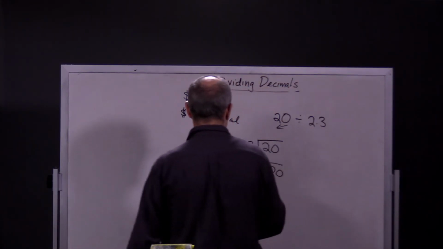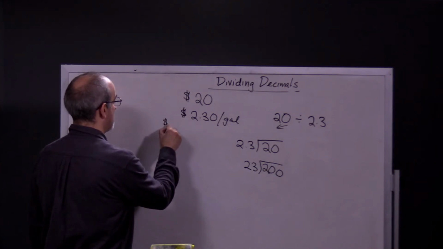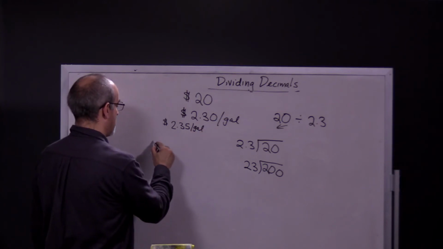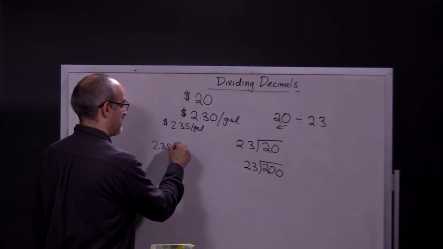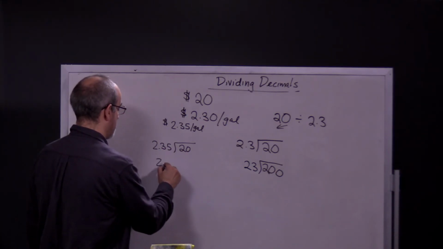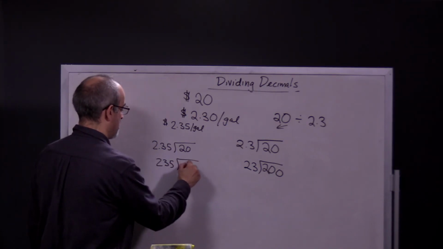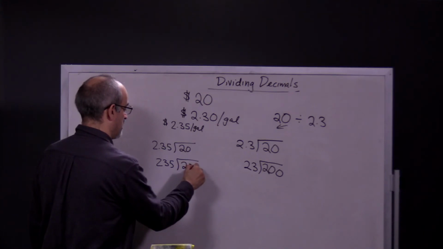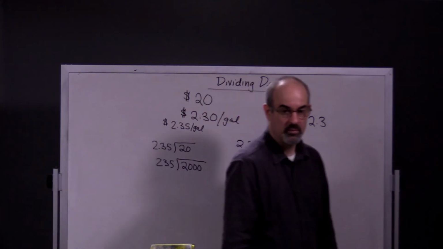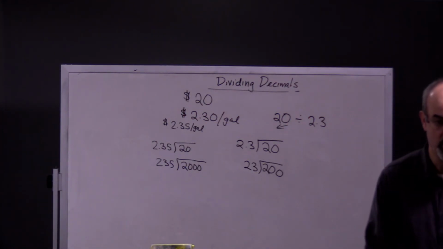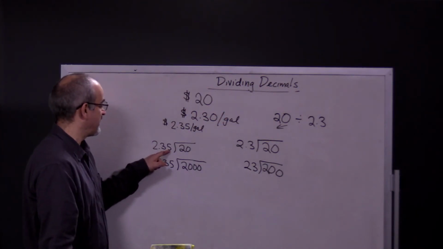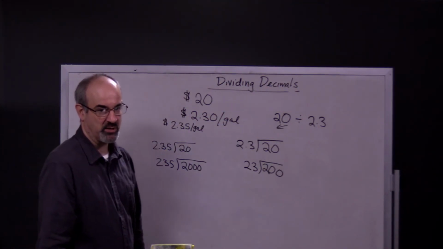Now, if gas had been $2.35 a gallon, and I wanted to do this, then I would have to multiply by 100. And the reason there that I had to multiply by 100 is because this goes to the hundredths place, so to get rid of the decimal I have to multiply by 100.